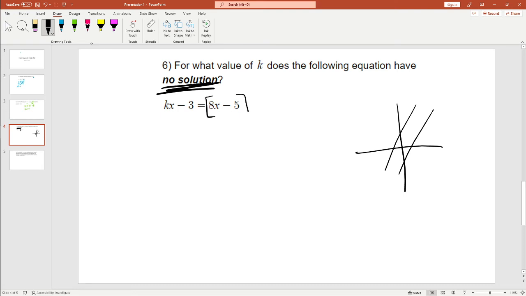We want the situation where there's no solution, which means I need to create a line that is parallel to this one. So remember, parallel lines have the same exact slope. So what would the slope have to be on this part for these lines to be parallel? Well, the slope I know is the number in front of x. So what would k have to equal for these two lines to be parallel? Well, the only value that works here is k equals 8. Because if k equals 8, I get these two expressions, 8x minus 3 and 8x minus 5, which would have the same exact slope, which means these would be parallel to each other. So 8 is what I'm looking for.